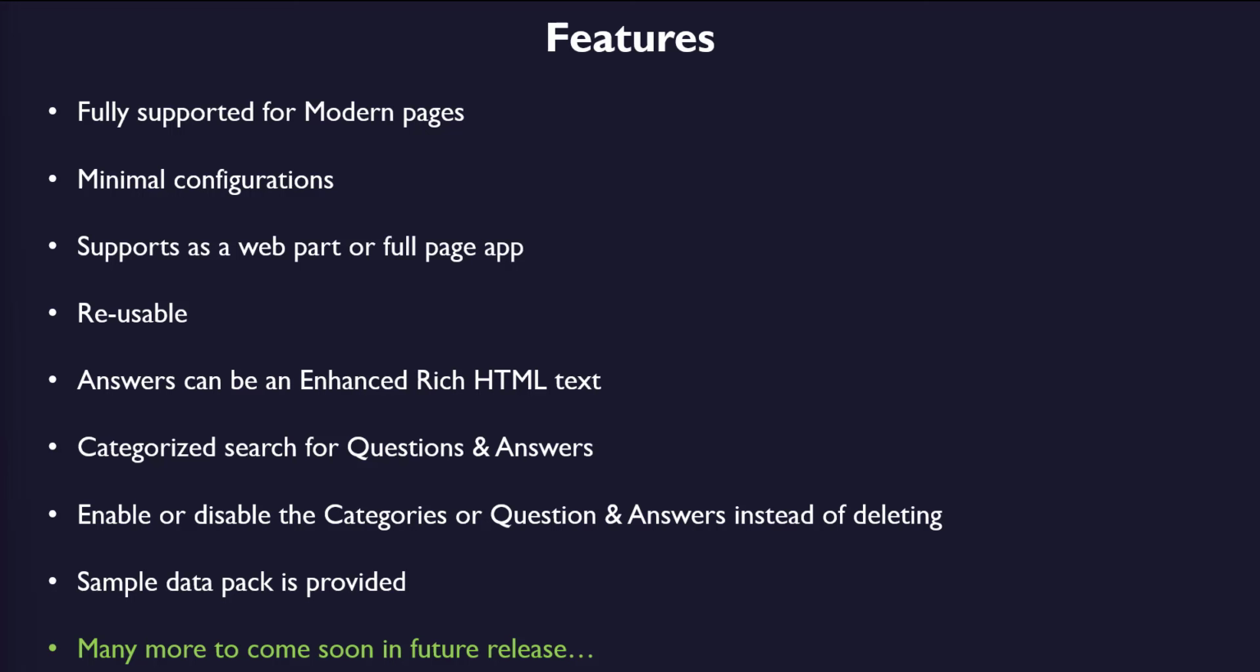And when you add this app to a page, the app comes with a sample data pack. Sample data for the categories and also for the questions and answers are provided. Even if you are mapping it to a new list, you can create an empty list, or you can create a list with the sample data pack. This is the first version, so there are a few features added to it, and there are more to come soon in future releases.